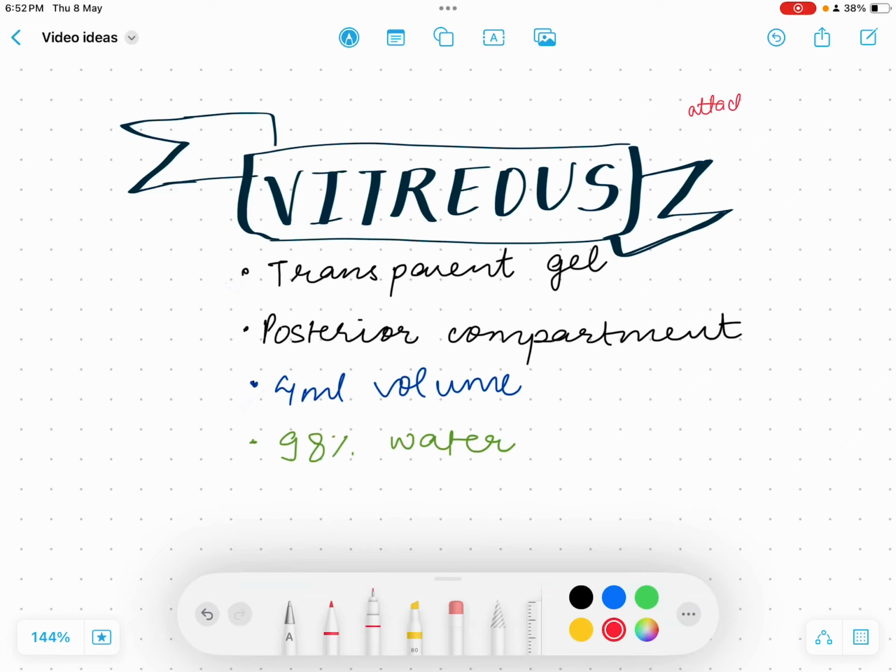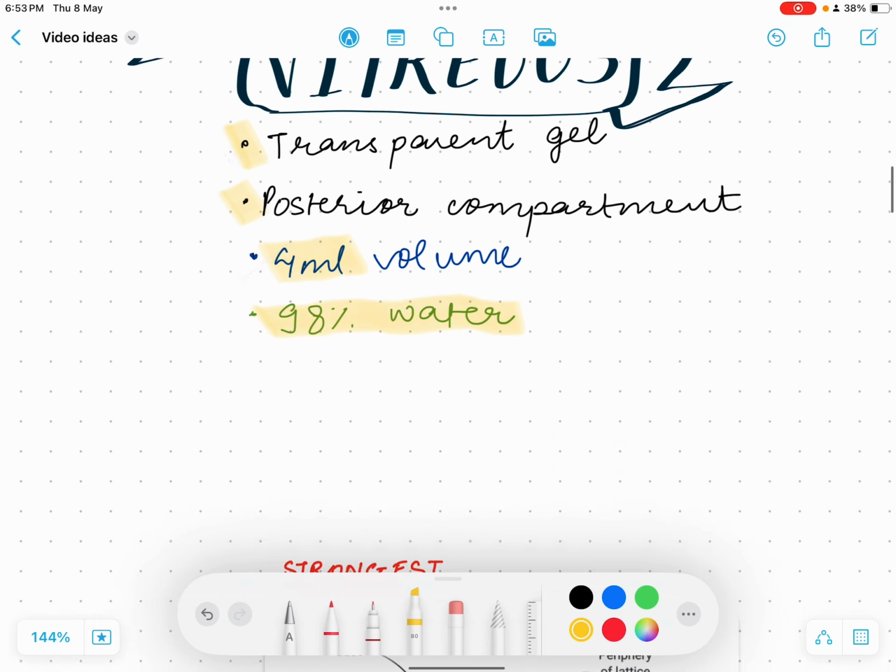Today we'll be studying the attachments of vitreous. First, understanding what is the vitreous. Vitreous is basically a transparent gel which occupies the posterior compartment of the eye, is 4 ml in volume and constitutes 98% of water.